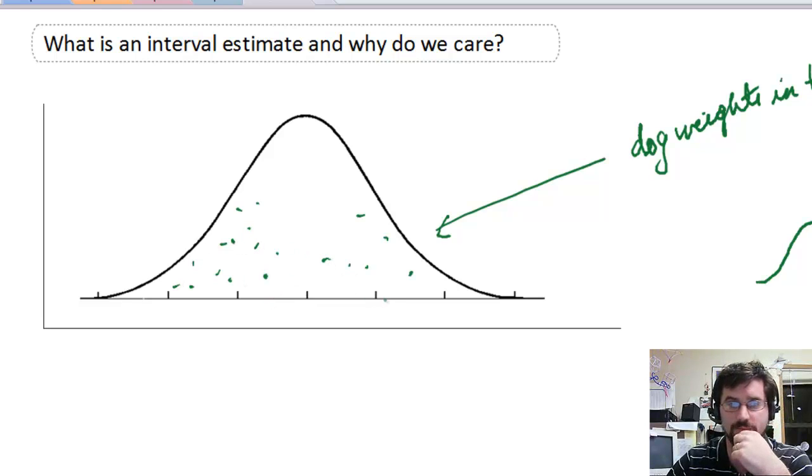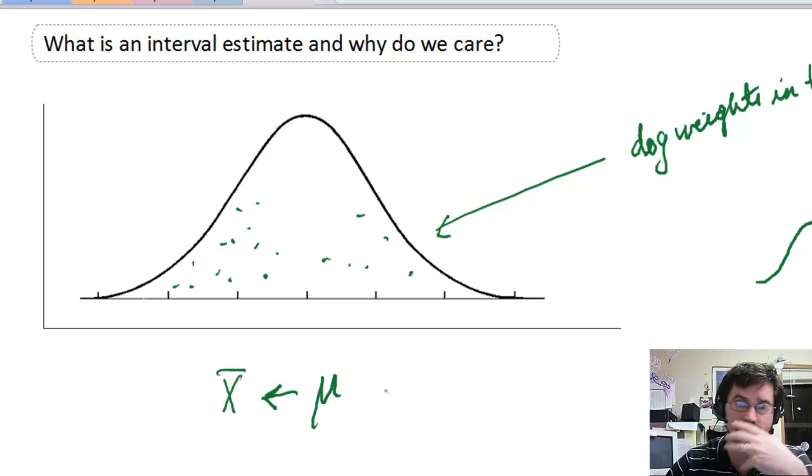So I end up sampling, you can see I ended up sampling more on the left than I did on the right. So what's that going to do? It's going to give me a sample mean that is less than my actual mean of the population. And that can happen because this is all random. So could this happen? Absolutely.